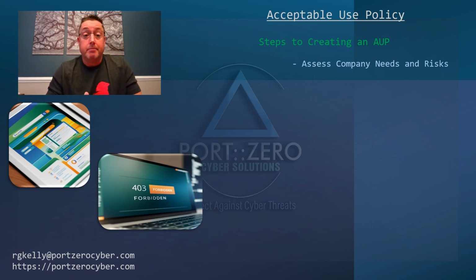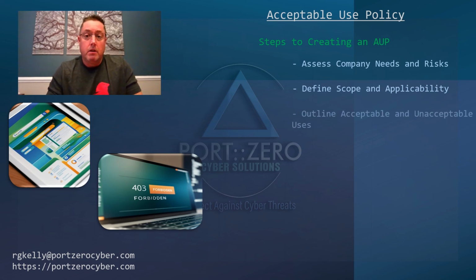Define scope and applicability. Outline which systems, applications, and data are covered by the AUP. Specify whether the policy applies only to employees, or whether it extends to contractors, third-party vendors, and clients as well. Outline acceptable and unacceptable uses. Define acceptable behaviors like accessing only authorized systems and keeping passwords secure, and list prohibited actions such as accessing inappropriate websites or sharing sensitive information outside the company. Include privacy expectations. We recommend transparency in activity monitoring. This builds trust and supports compliance with data privacy laws.